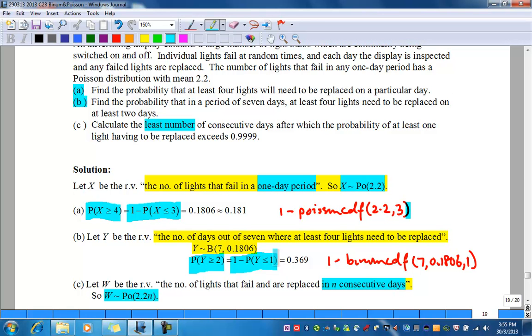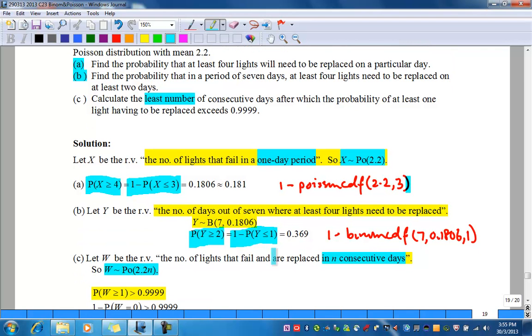Now, part C, to calculate the least number, where n is unknown. So let us define a new random variable. Let W be the random variable, the number of lights that fail and are replaced in n consecutive days. So now W follows a Poisson distribution with a new lambda as 2.2n.